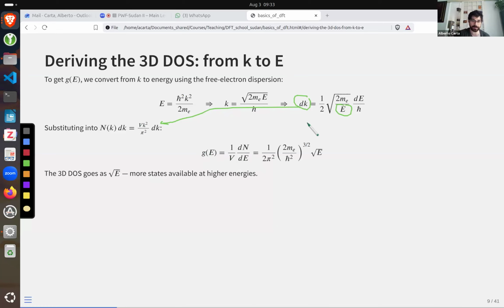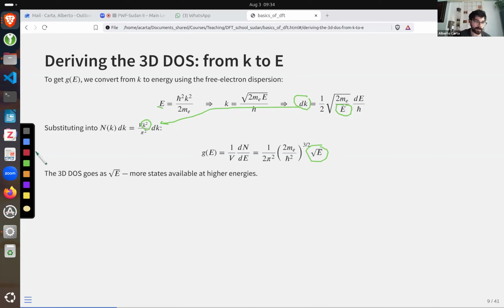If I do all this substitution, what I end up with is something that goes as the square root of the energy. The reason is that I have k squared in here, and k squared is proportional to the energy. Then I have dk, which is proportional to 1 over the square root of the energy. So this will cancel out, and what you get is something proportional to the square root of the energy.